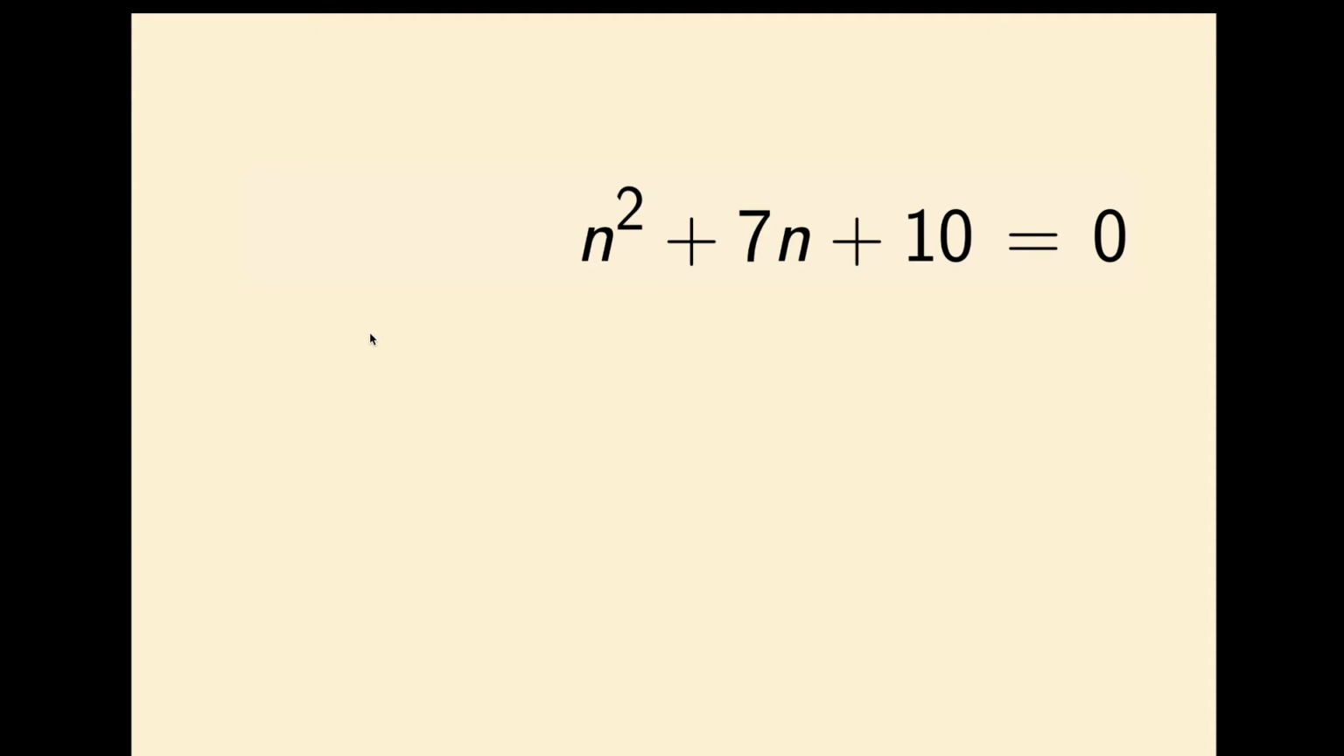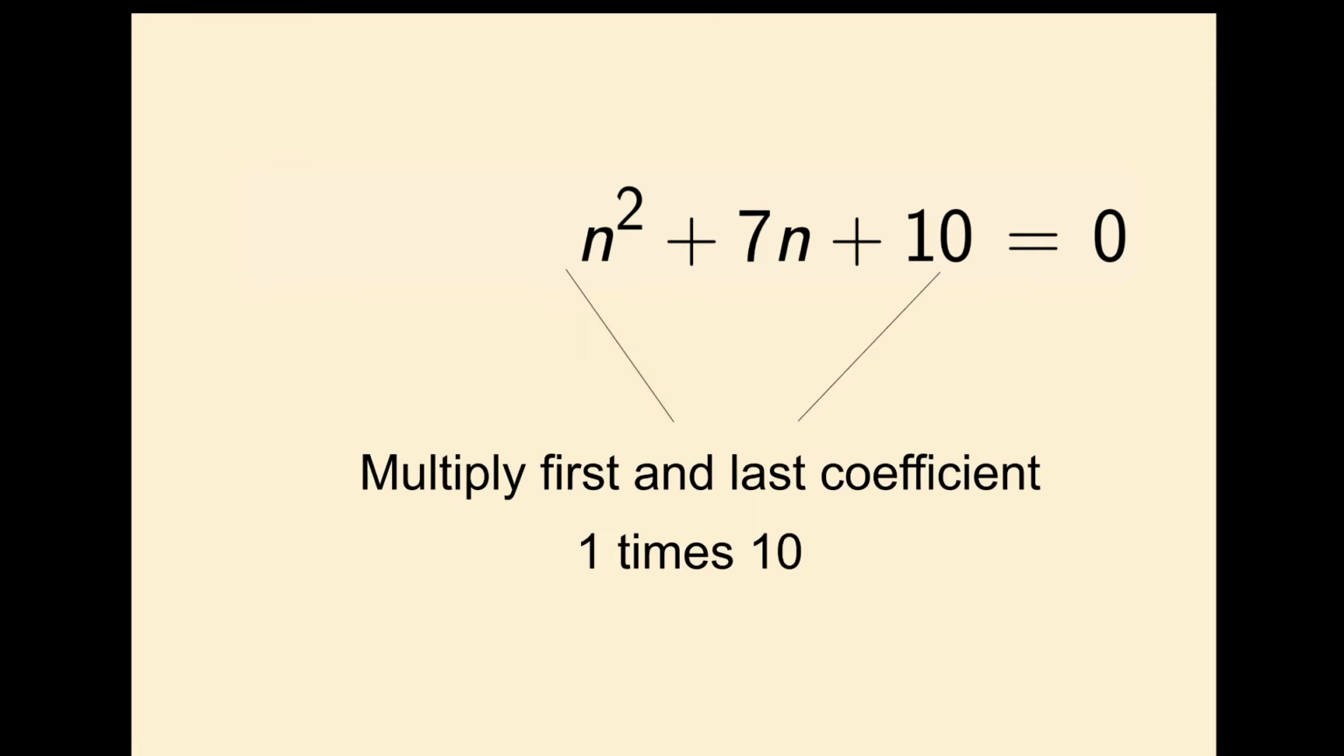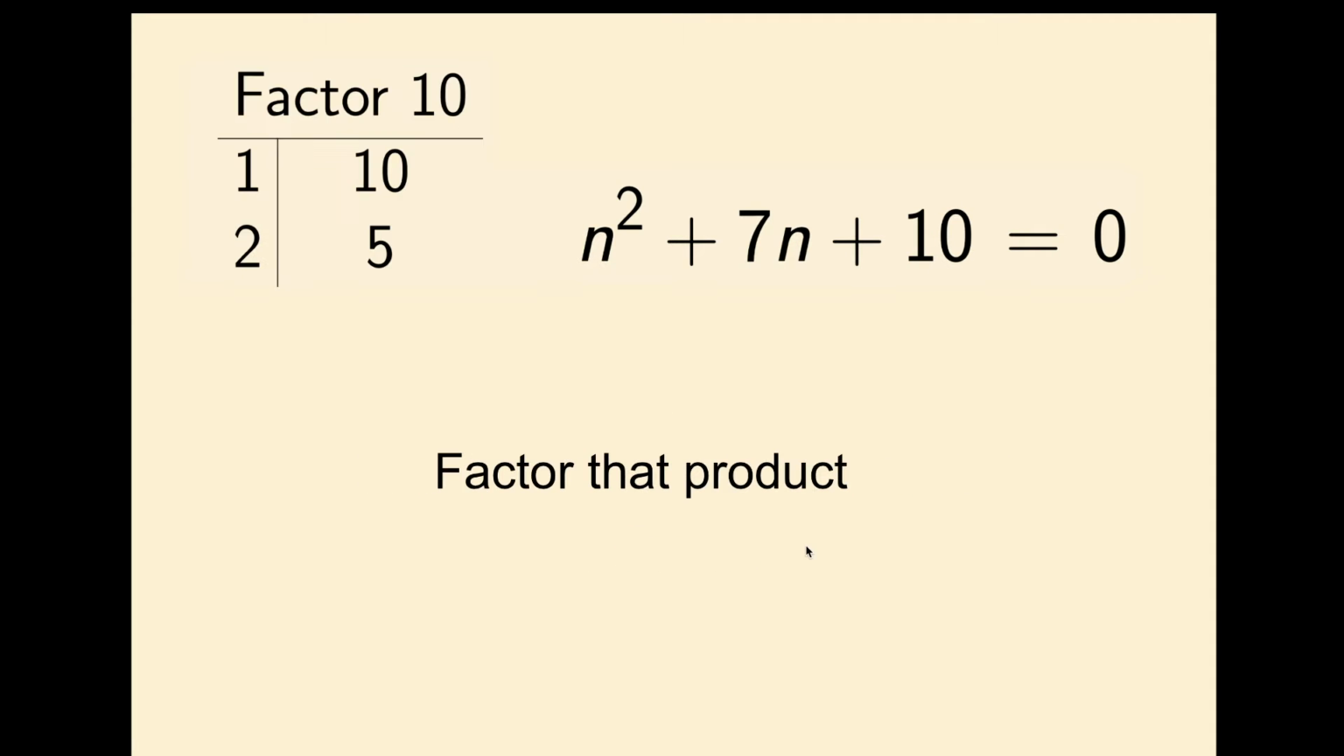What is the process? We start here with our trinomial, n squared plus 7n plus 10. The first step is to multiply the first and last coefficient. The first coefficient is an invisible, assumed 1. We don't bother to write the 1. We multiply that times the last coefficient, which is 10. 1 times 10 is 10. Then we factor that product. When we factor this product, we get 1 times 10 and 2 times 5.